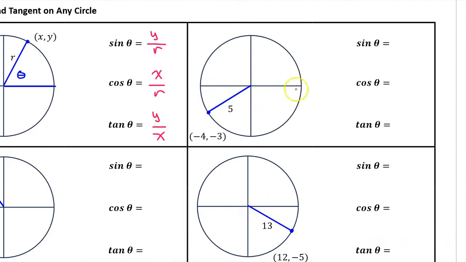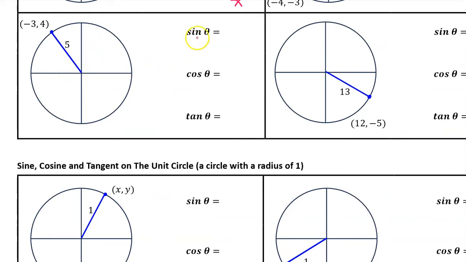So on this circle, sine theta is y over r. In this case, that is -3 over 5. The radius is 5. Cosine theta is x over r, so that's -4 over 5. And the tangent of theta is y over x. That's -3 over -4, but a negative divided by a negative is a positive. So let's put +3 over 4.